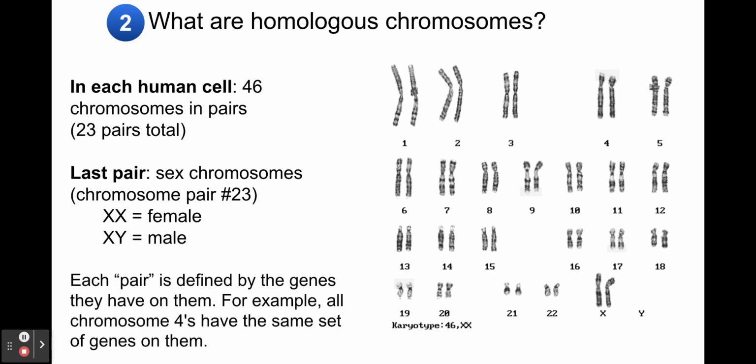Each pair is defined by the genes that they have on them. For example, all chromosome 4s have the same set of genes on them. They have the same set of genes in the same order down this chromosome and down the other chromosome 4.